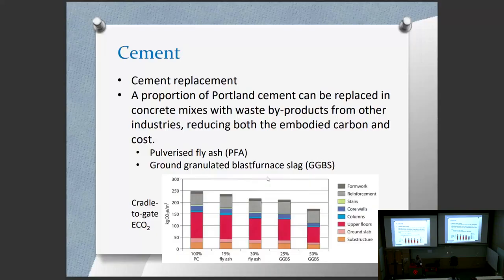But you have to understand that by mixing these products instead of using the Portland cement, we may change the color of the concrete and also the curing time of the concrete. So typically we need like 7 days, like a week, for the concrete to cure. But by using these replacements, the curing time could be longer.